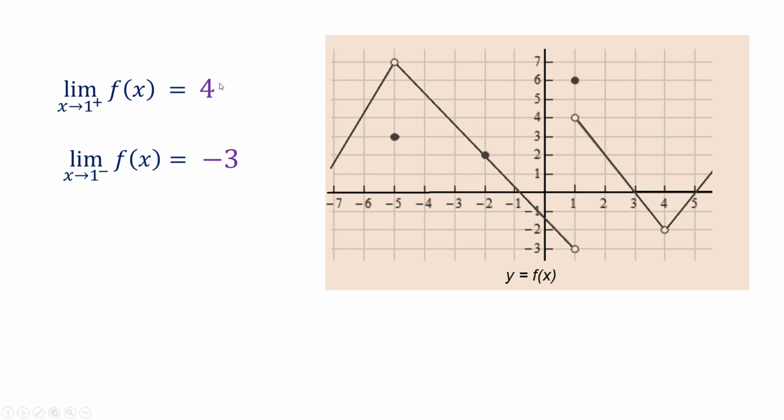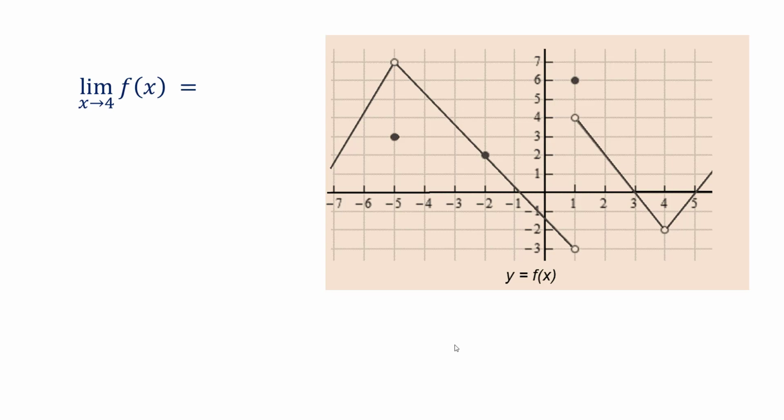And because the left limit and right limit of the function at 1 are not equal, the limit of the function at 1 does not exist. And also we want to find the value of the function at 1. When x is exactly 1, the y value of the function equals 6.